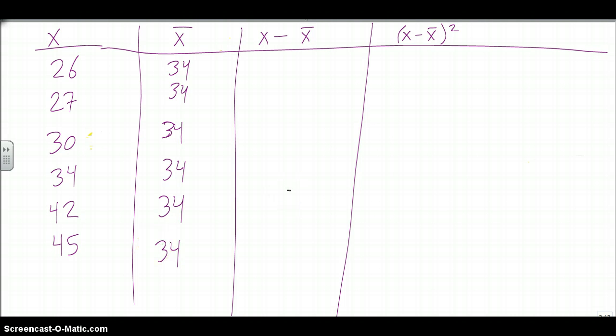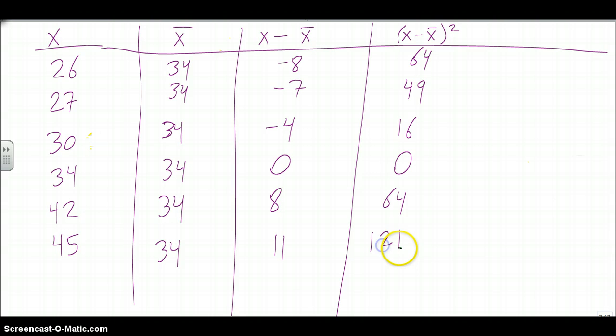Yep, it does work out. So we have to do 26 minus 34. We get negative 8. 27 minus 34 is negative 7. 30 minus 34 is negative 4. We have 0. We have 8. And we have, what is that, 11, right? You square those numbers. We have 64, 49, 16, 0, 64, and 121.